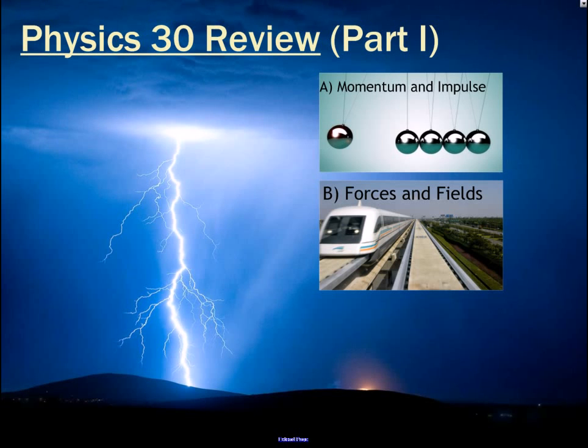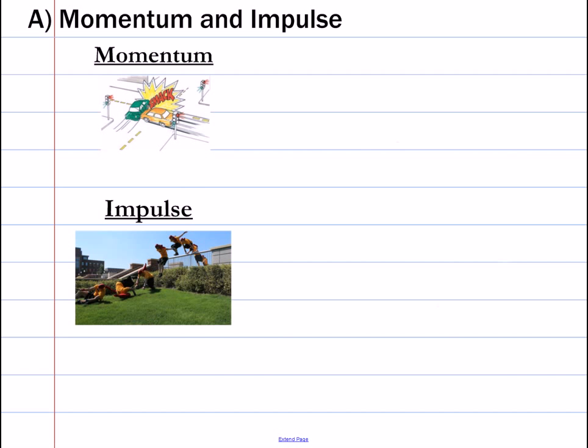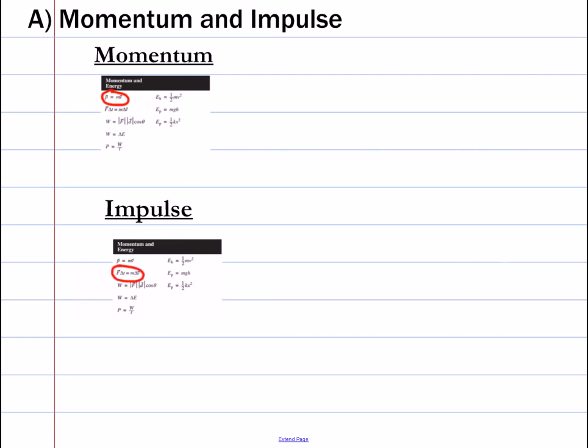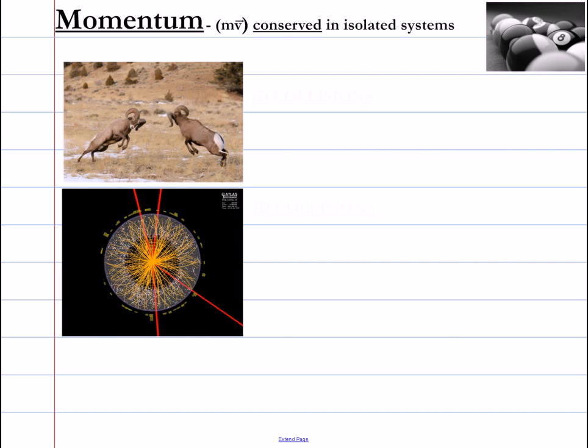In this video we'll be looking at Unit A, Momentum and Impulse. This unit essentially dealt with collisions and how to mitigate the effects of those collisions. So momentum is the quantity mv, impulse is F net delta t. Momentum is conserved in isolated systems. What does that mean? If we've got 4 units of momentum before a collision, we end up with 4 units of momentum after a collision as well.